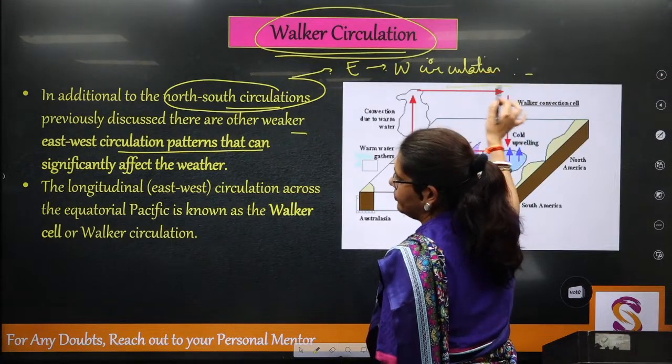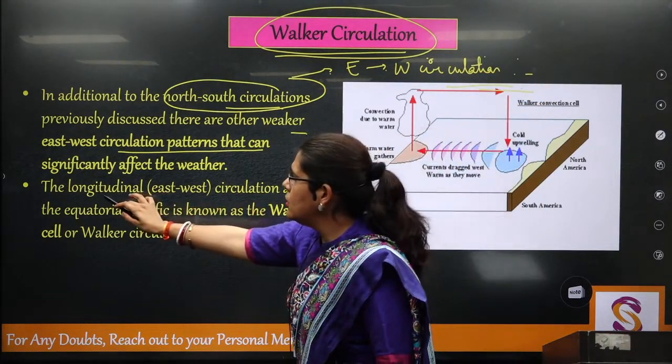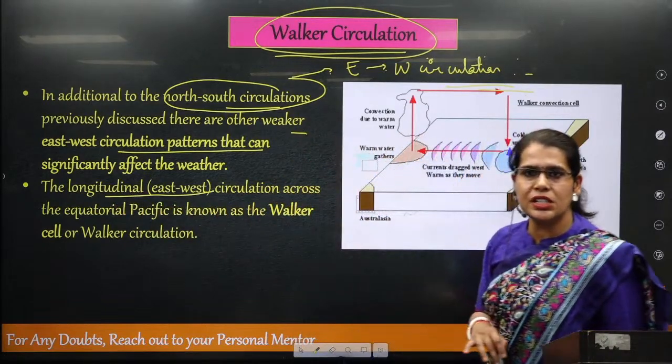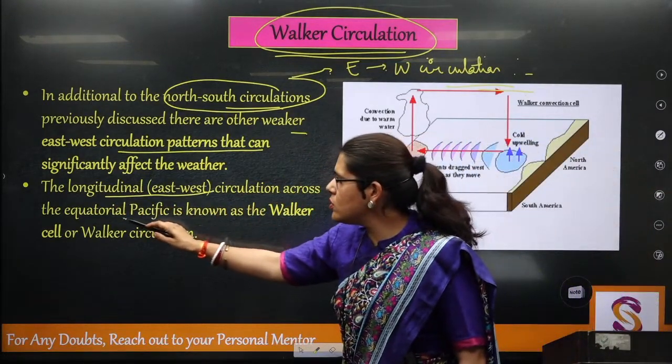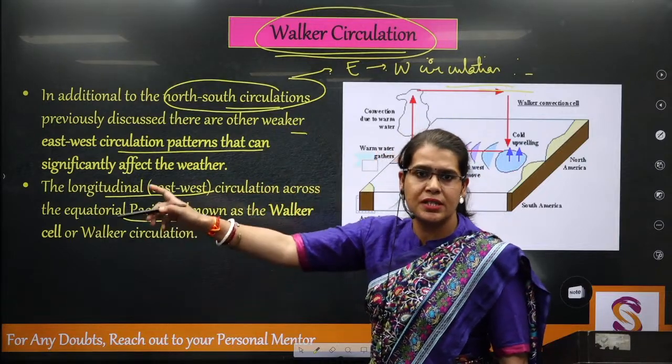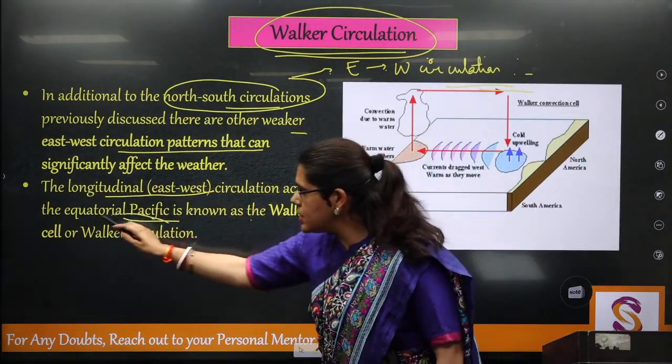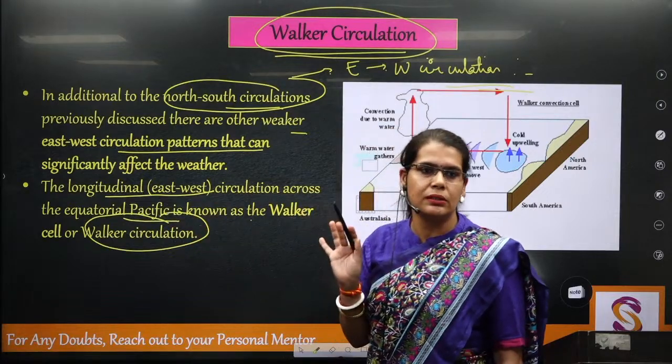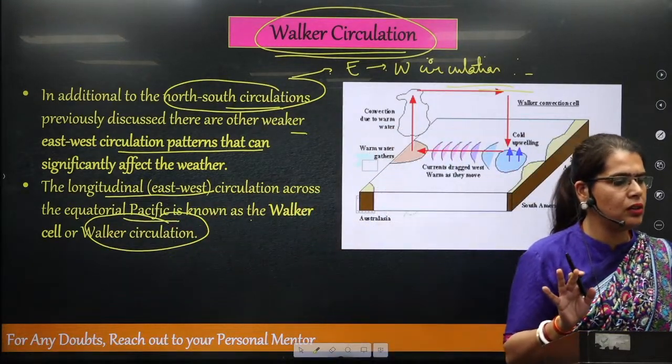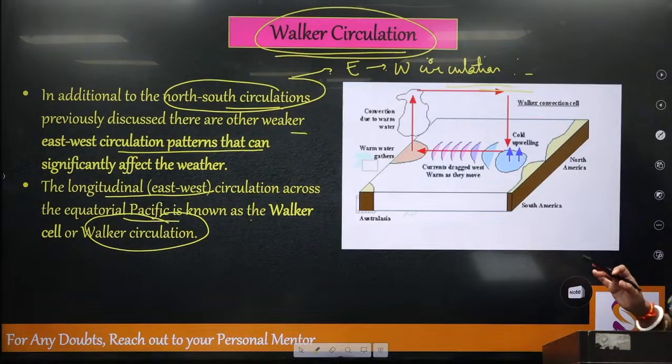Okay. So this longitudinal east-west circulation across the equatorial Pacific, which also extends towards the Indian Ocean, is known as the Walker circulation or the Walker cell, simple. Okay, this is the Walker circulation or the Walker cell.